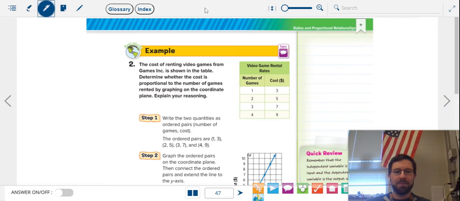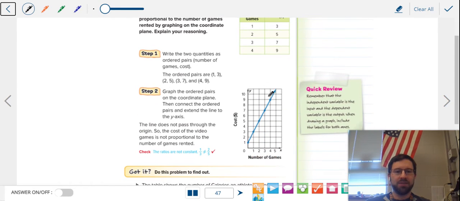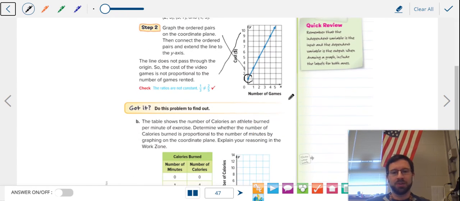All right, next up, we have here another example. So here you have another graph. When they graph this, if you look, this makes a line. However, it does not start at the origin. So this is not proportional. Okay, it is a linear relationship. It is not proportional, though.